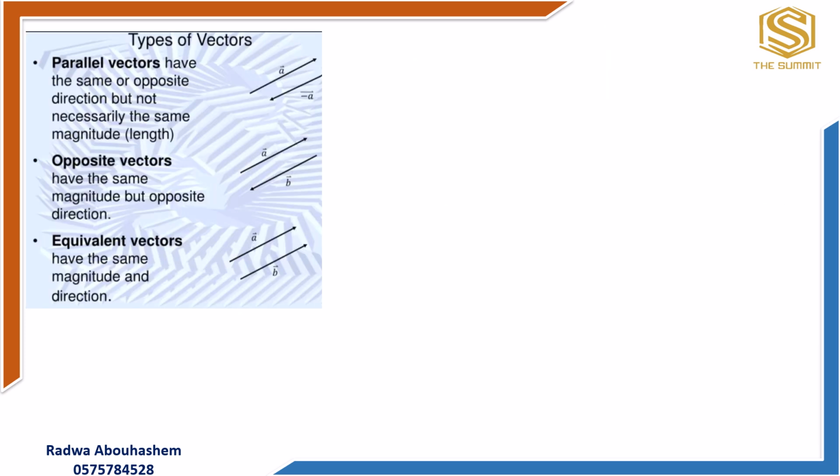Now we have three major types of vector. We have the parallel vectors, the opposite vectors, and the equivalent vectors. Now, parallel vectors have the same or the opposite direction, but not necessarily the same magnitude or length. For opposite vectors, I could call them also negative vectors. They have the same magnitude but opposite direction. For example, if I have this vector 2 and 4 and I need the opposite vector for it, I will just give them the negative sign.